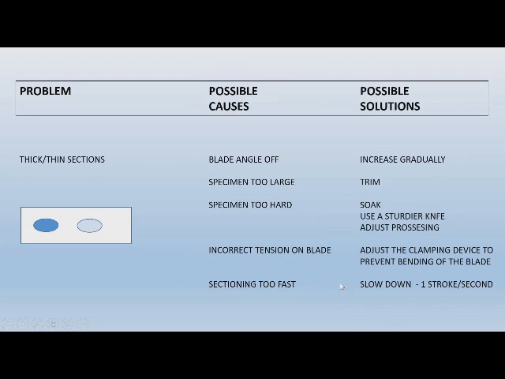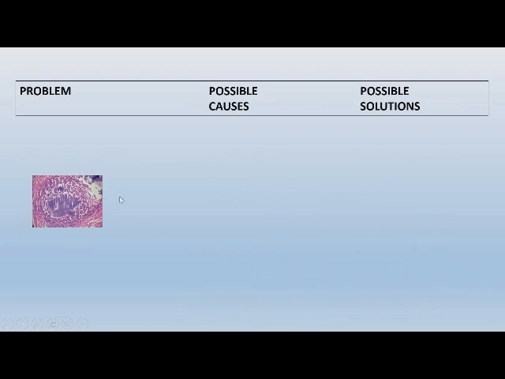Sectioning too fast. Remember the pressure that we're adding when we go down? So if we're taking a section when we're going up, it would be thinner. If we take a section when we're going down, it could be thicker. So slow down, try that 1 stroke per section, and you'll get some beautiful sections. If in fact it is a microtome malfunction, then call service.